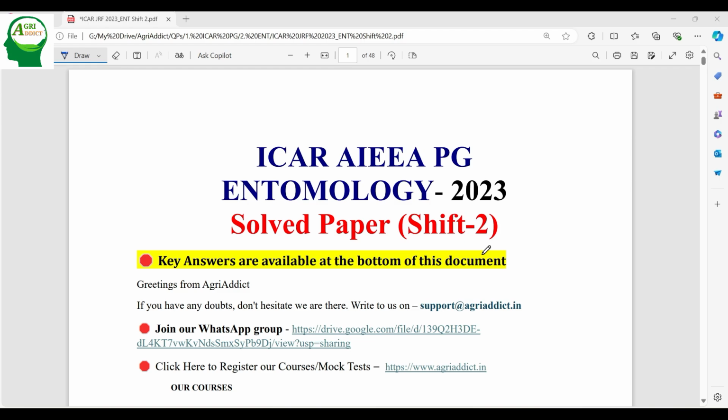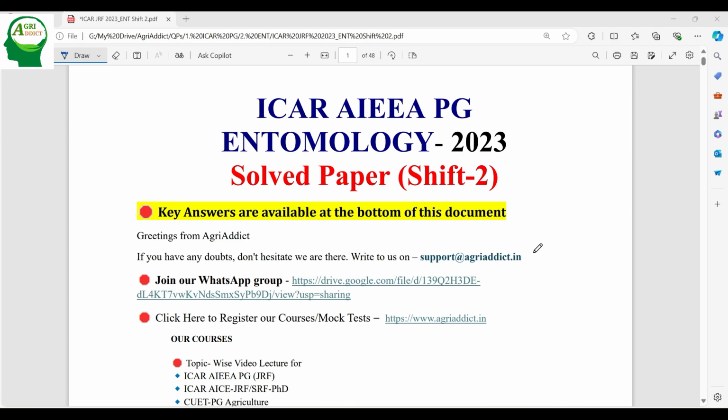So in continuation with our previous year question paper series, today I will solve the ICAR AIEEA PG paper of the subject group Entomology and Nematology of the year 2023, the Shift-2 question paper. Actually, in 2023 the examination was held twice for Muzaffarpur Center in Bihar. It was conducted on 14th July for the second time due to some issue that is not important for us. So we will solve this paper. So let's start.